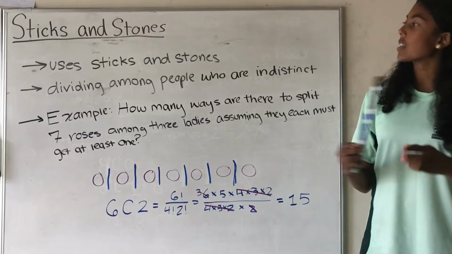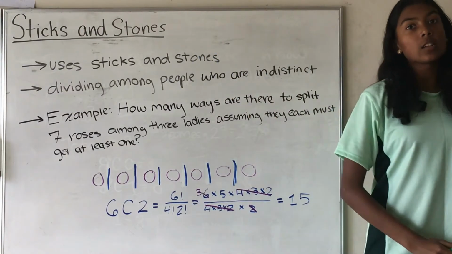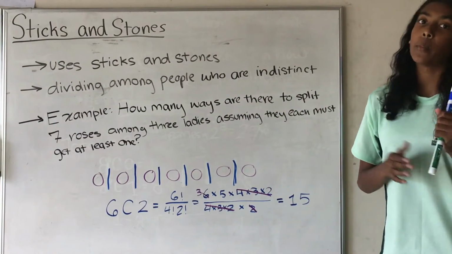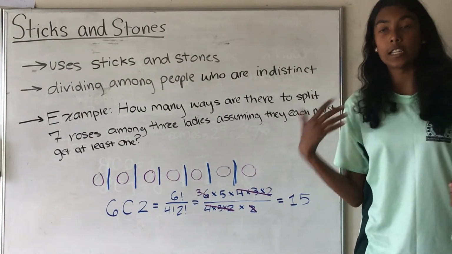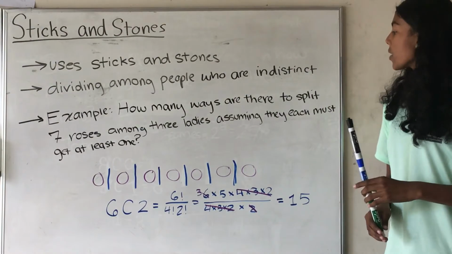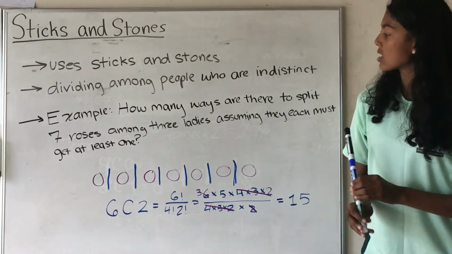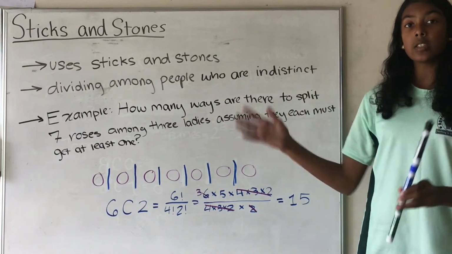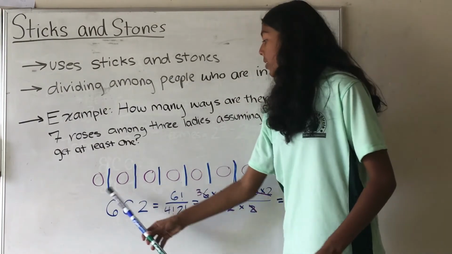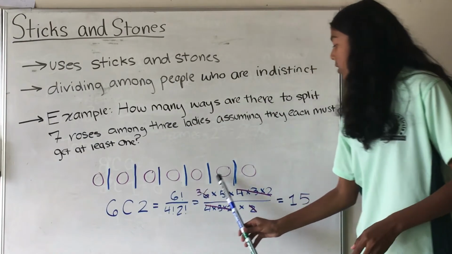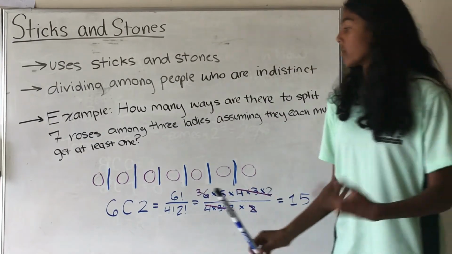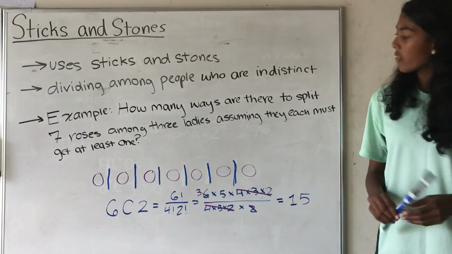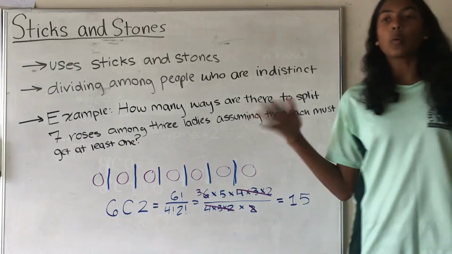Our next topic is going to be sticks and stones. Like the title suggests, we're going to be using sticks and stones. We mainly use these when we're dividing things among people who are indistinct. For example, how many ways are there to split 7 roses among 3 ladies, assuming they each must get at least 1? Since there are 7 roses, we're going to draw 7 circles to represent the stones. Stones are roses. And then in between each of these, there's a divider. The divider is to show how we're going to divide them.